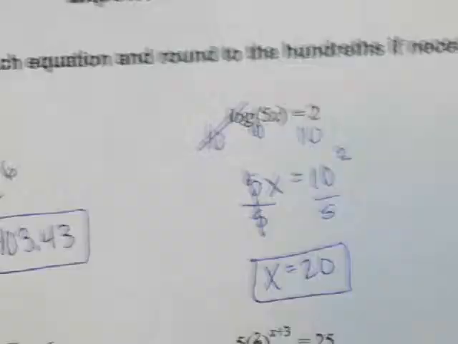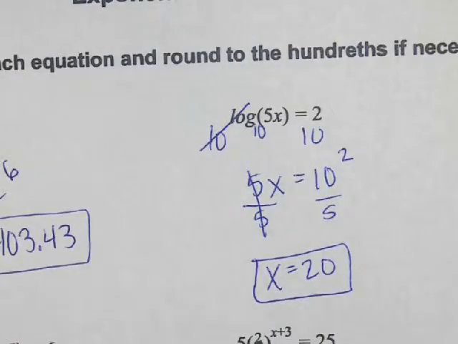It doesn't say 10 divided by 5. It says 10 squared divided by 5. Oh. Okay, I thought it was 2. I got you. I appreciate it.